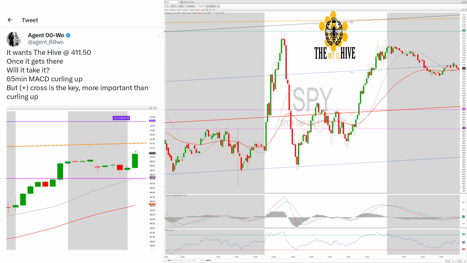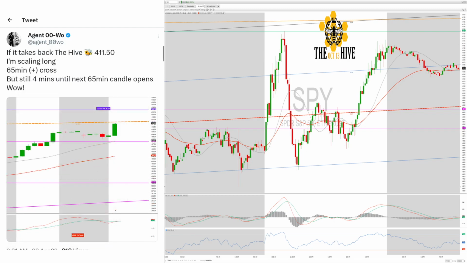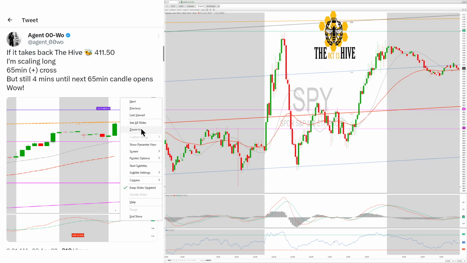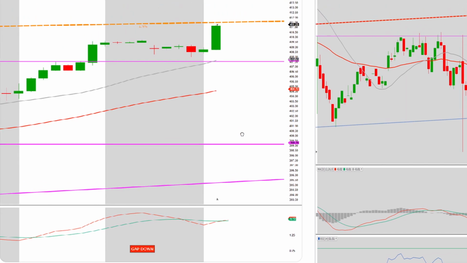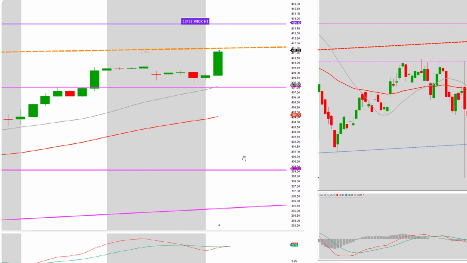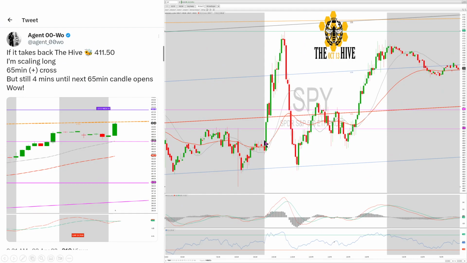Okay, so if it takes back the hive up here, I'm scaling long. Well, as we know, that didn't happen. Okay, so yeah, 65-minute positive cross. Is this it? I think so. You could barely see it in this tweet right here. Yes, barely see it. That's a positive cross, ever so slight positive cross. Because we all know what happened after that.